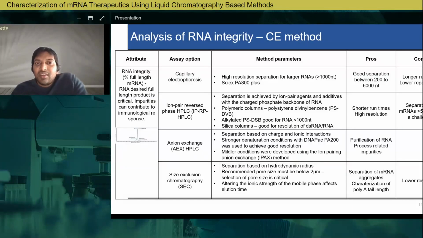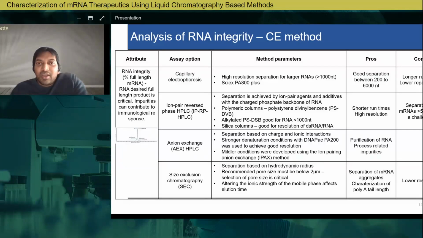Another column people have used is alkylated PSDVB, which is good for RNAs lower than 1,000 nucleotides. And silica columns are also good. Normally they have good resolution between single stranded RNA compared to double stranded RNA, so that's where they play a big role.